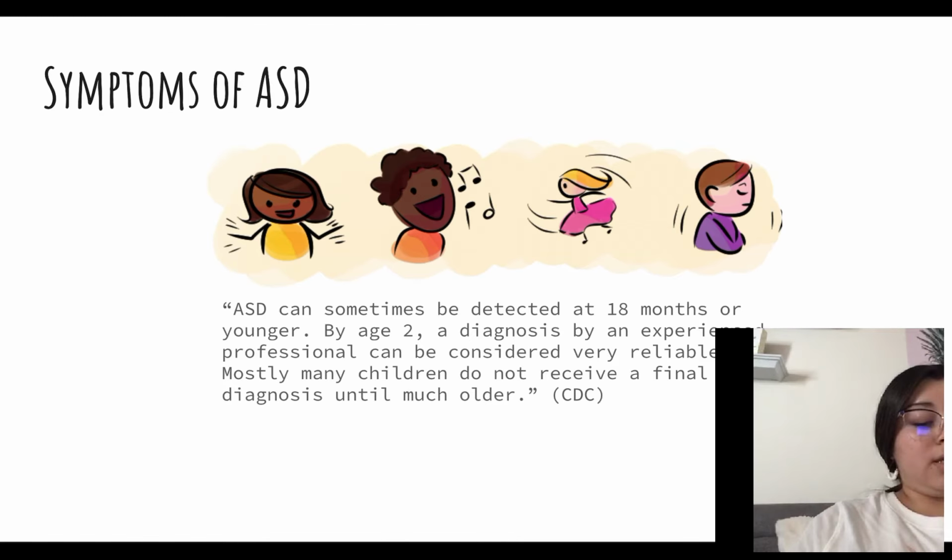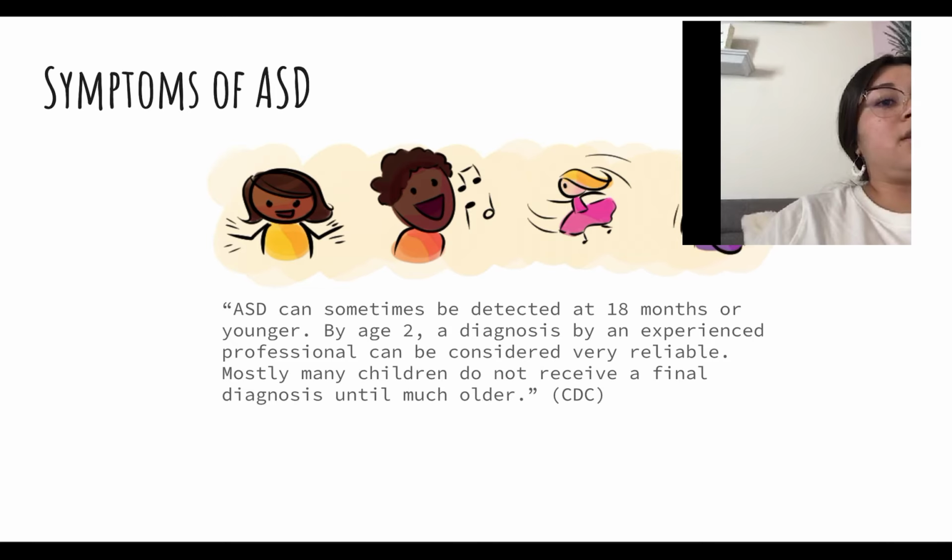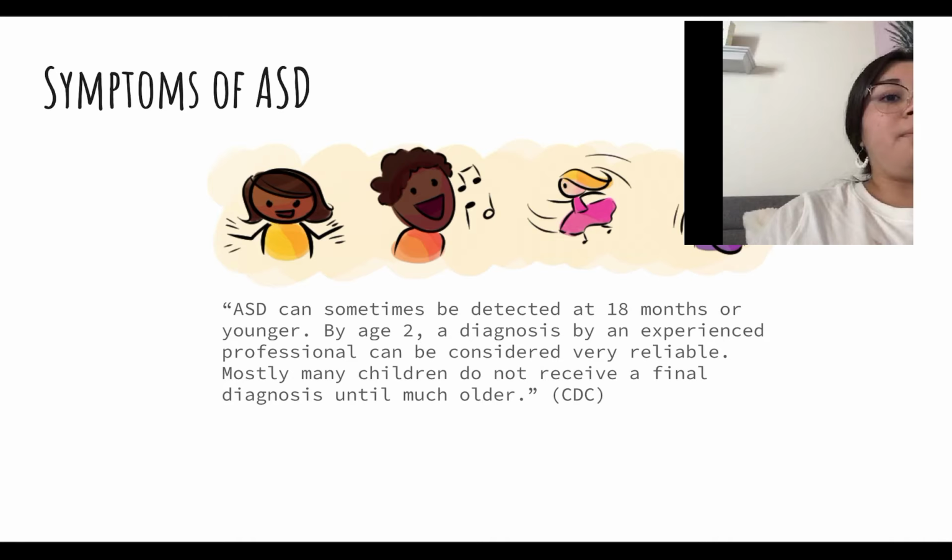Diagnosis. The CDC lets us know that ASD can sometimes be detected at 18 months or younger. By the age of 2, a diagnosis by an experienced professional can be considered very reliable. Mostly, many children do not receive a final diagnosis until much older.